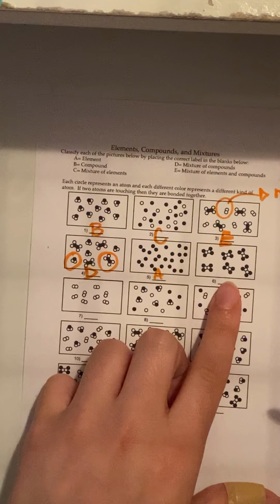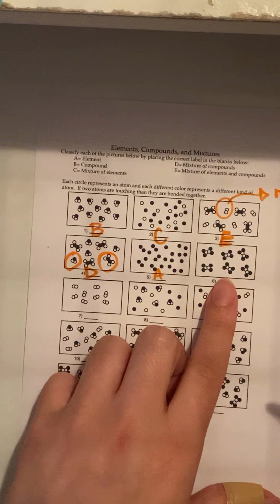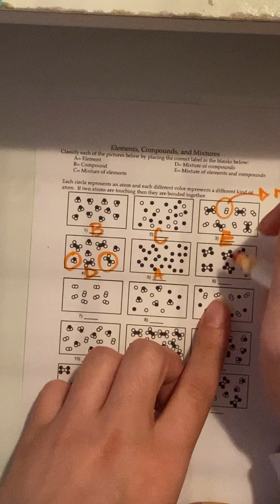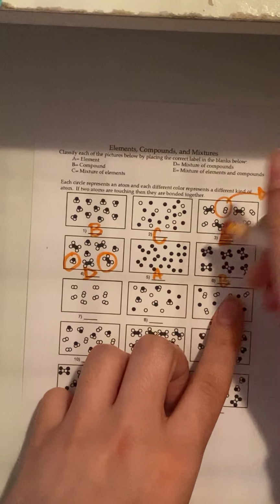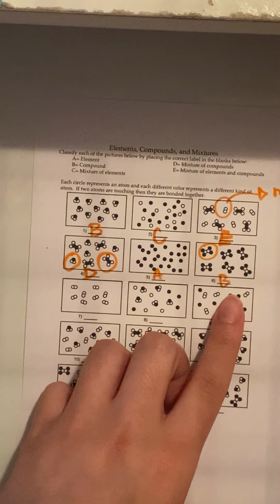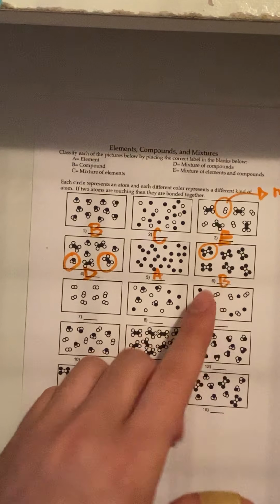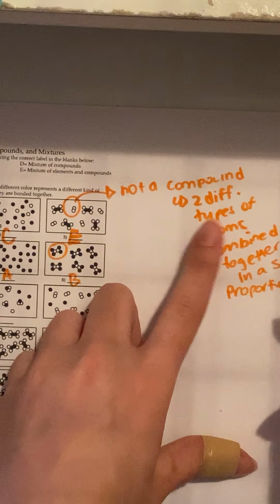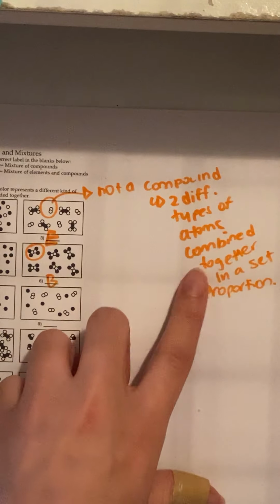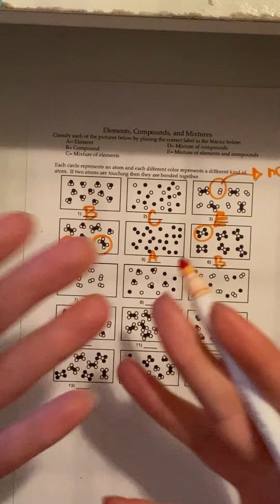Okay, number 6, what can we say? I'm going to say that this is just a compound, right? B, because they're the same type of compound. They're all the same type of compound. And what is a compound again? It's 2 different types of atoms combining together in a set proportion. What do I mean by set proportion? I mean the same way.